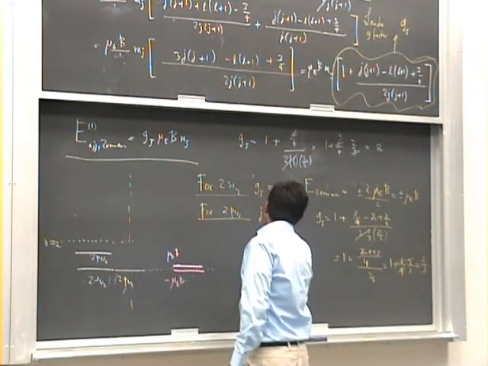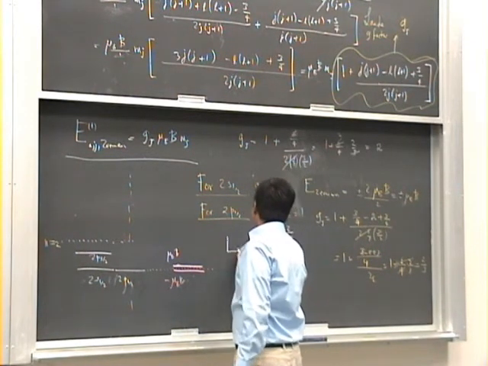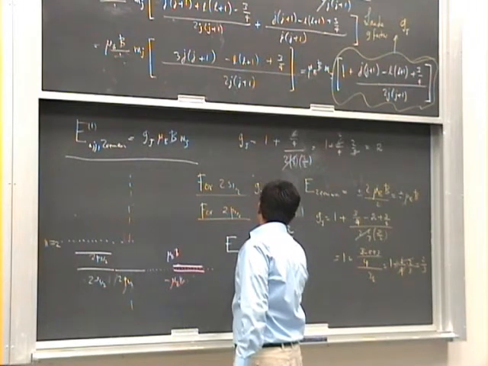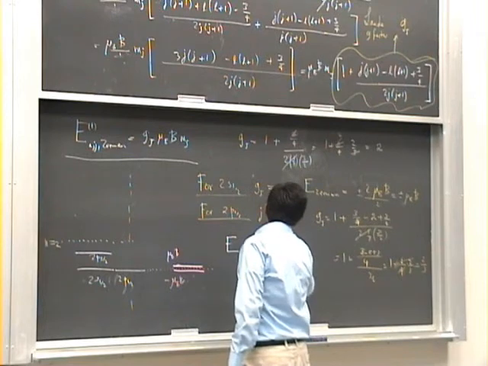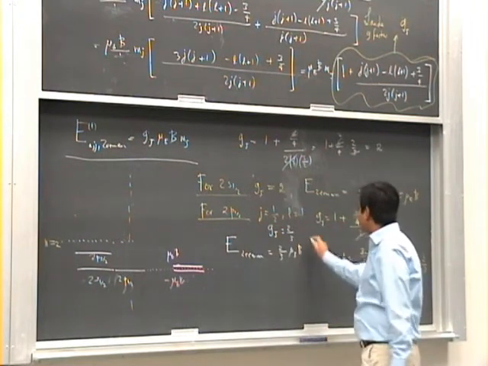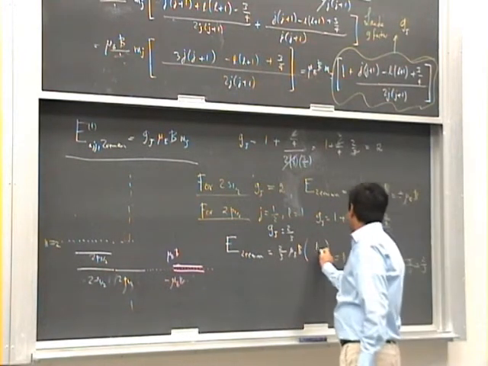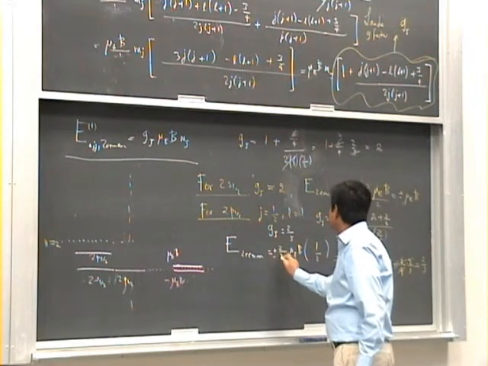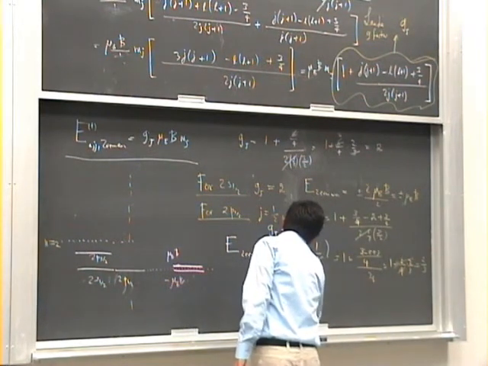So when Gj is 2/3, the Zeeman energy splittings for this level are going to be 2/3 mu b B times mj. Now mj has two possibilities, half and minus half. So you get plus minus 1/3 mu b B.